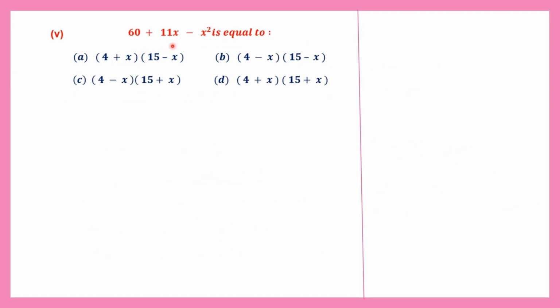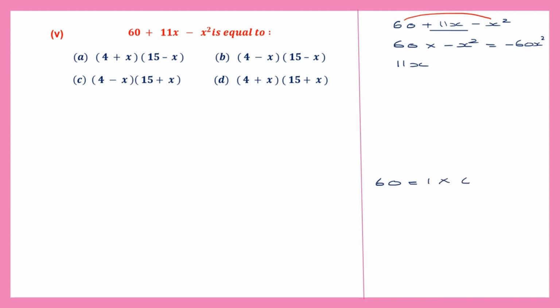Question 5, 60 plus 11x minus x square. So let's write it down. 60 plus 11x minus x square. The order is different, but we can still follow the same rule. So 60 into minus x square. So let's multiply. 60 into minus x square will give us minus 60x square. Let's take the middle term, that is 11x. Now we need to think of two numbers. When you multiply, the product is this and the sum is this. So for that, let's take minus 60 or 60 and let's get all the factors of 60.